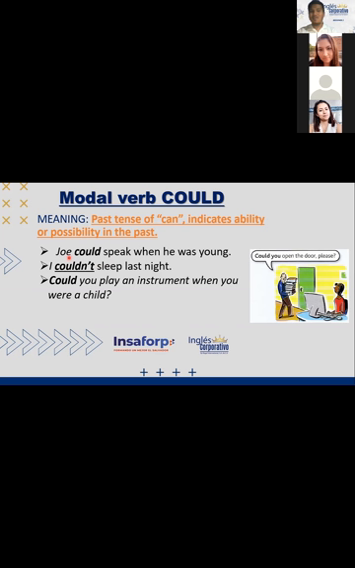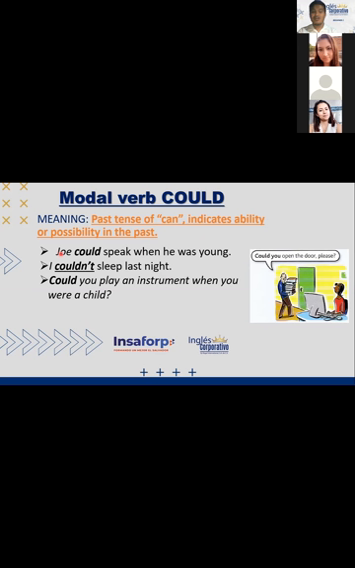So we have the example one more time. If we check sentence number three, it says, could you play an instrument when you were a child? Aquí, qué es lo que nos va a dar la pauta para que sepamos que estamos hablando de una posibilidad del pasado? Bien fácil, porque acá va a haber algo, una forma o un verbo que nos va a denotar que estamos hablando del pasado.